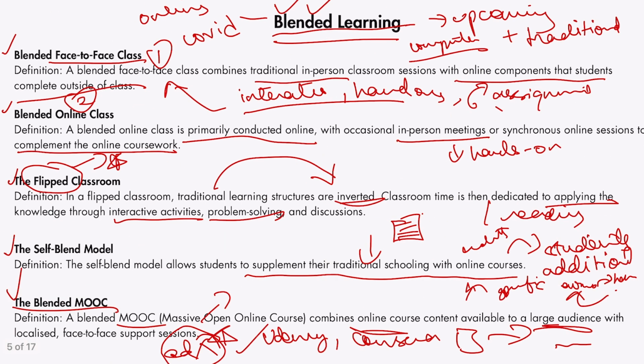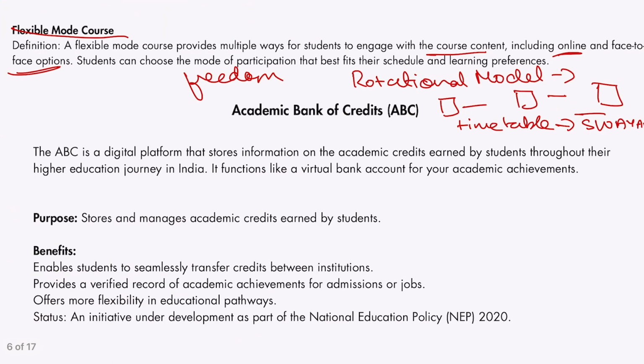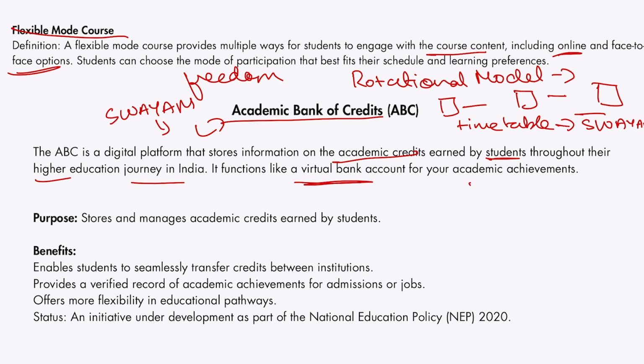So now we spoke about credits, about transferring all these credits by doing these courses online. So now we have, based on this, the Academic Bank of Credit. Let's understand this scheme. The ABC is a digital platform that stores information on academic credit. Let's say you learned something in Swayam and you want to use this credit. What can you do about it? You can store it in the Academic Bank of Credits, earned by students throughout their higher education journey in India. It functions like a virtual bank account for your academic achievement.